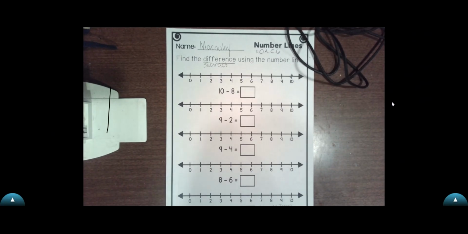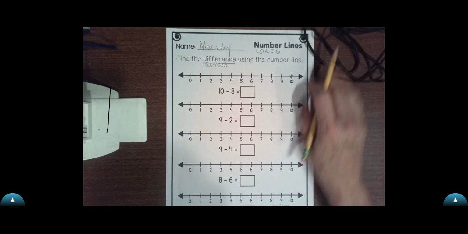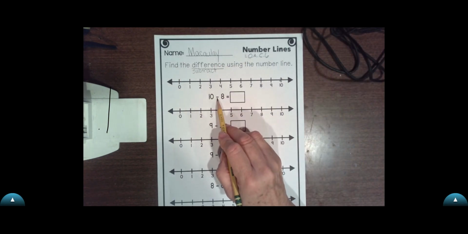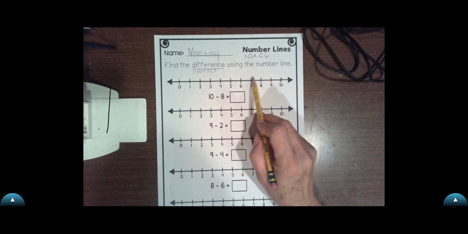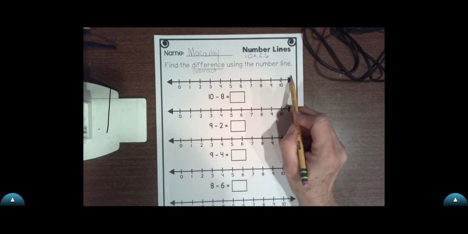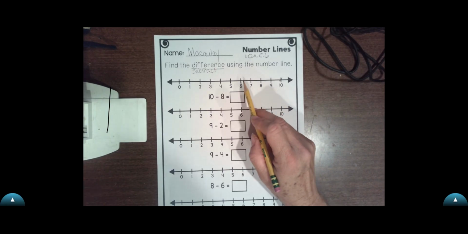Oh, well. Okay, so now I'm going to subtract 8. So what that means is I'm going to get smaller. Subtract means get smaller. So let me think. Which way is getting smaller? Is it this way or is it this way? It can't go this way, right? Because there's no more numbers. So it has to be going backwards. And backwards is getting smaller.